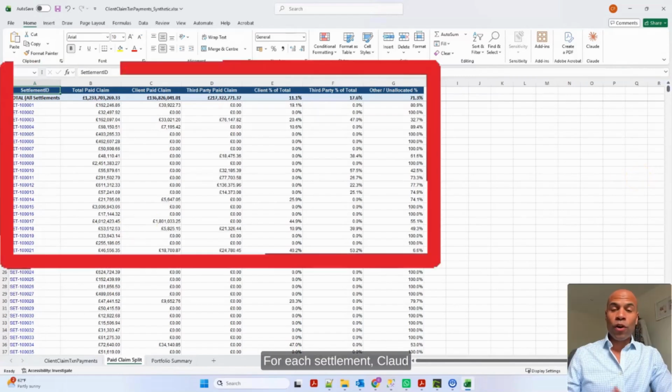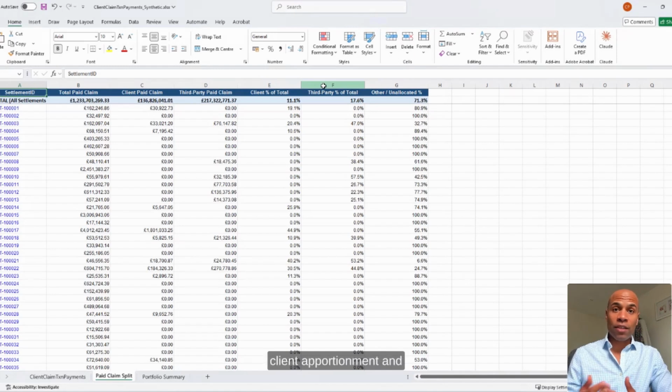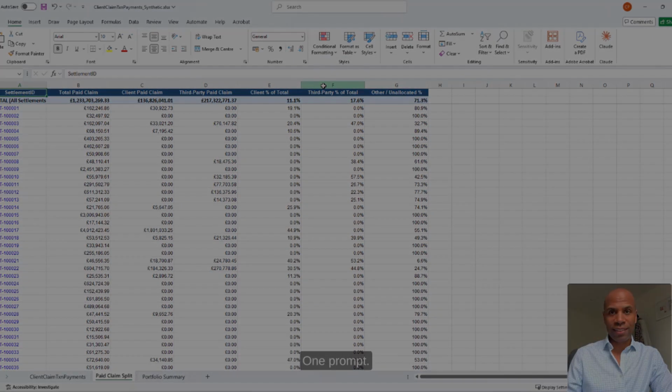And there it is. For each settlement, Claude has calculated what proportion of the total paid claim was a direct client apportionment, and what proportion moved through third-party trust accounts, each expressed as a percentage of paid claim. That third-party percentage is directly relevant to Lloyd's Trust Fund compliance. Money moving through premium trust fund accounts needs to be identifiable and reconcilable at all times. And the client payment percentage is exactly what should feed a client's claims experience report at renewal, produced from clean data, not assembled by hand the night before. 2 numbers per settlement across 2,000 rows, 1 prompt.